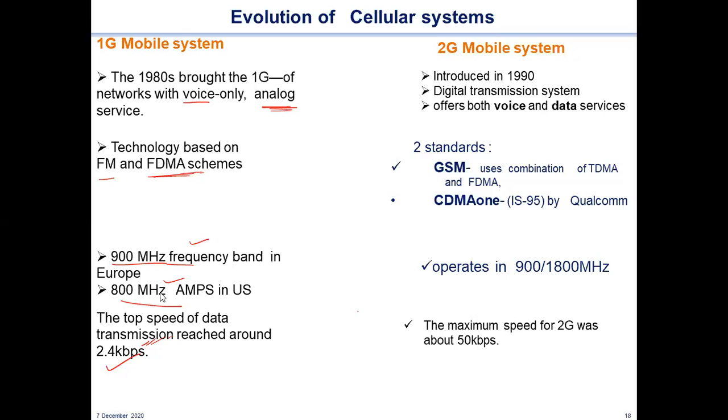It operates in the same 800 and 900 megahertz bands. Of course, from 2.5G onwards, they shifted to the 1800 to 1900 megahertz frequency band also. There were mainly two standards in the world, GSM and CDMA. GSM used TDMA and FDMA by the European people, and CDMA was developed by Qualcomm in USA. They use CDMA codes for utilization of resources to establish a call between the base station and the mobile phone.